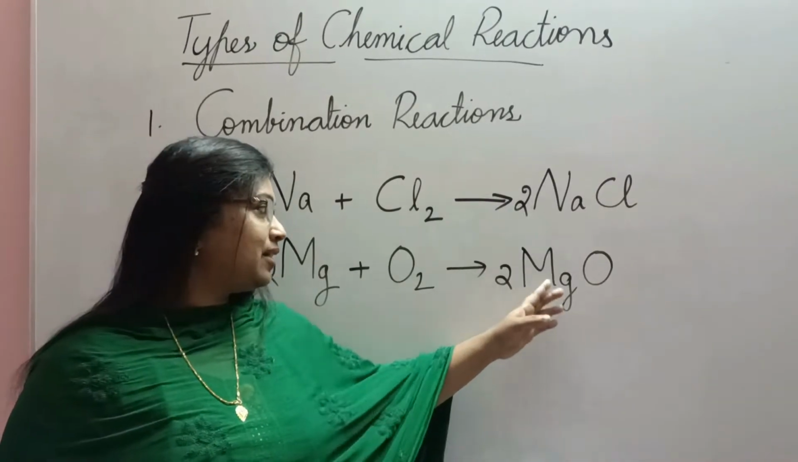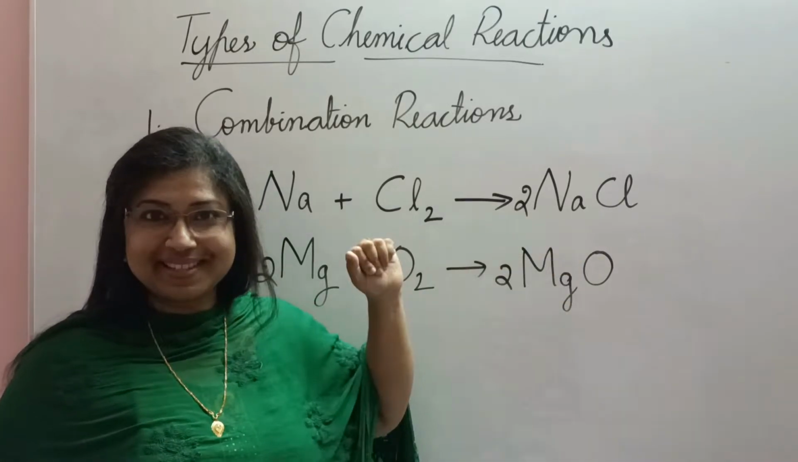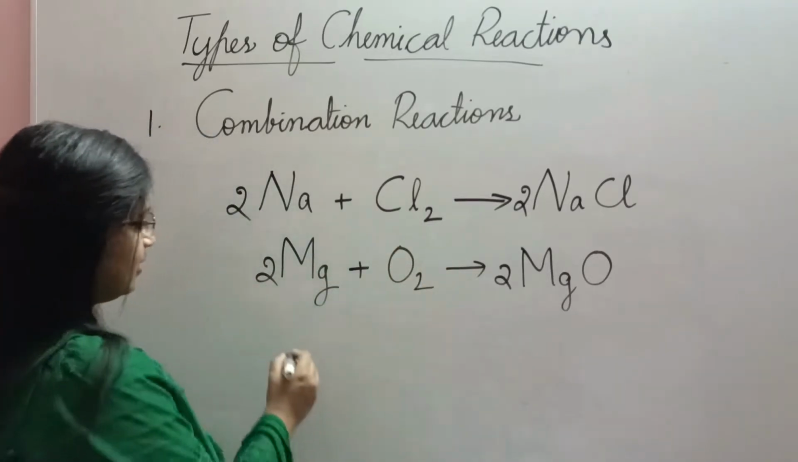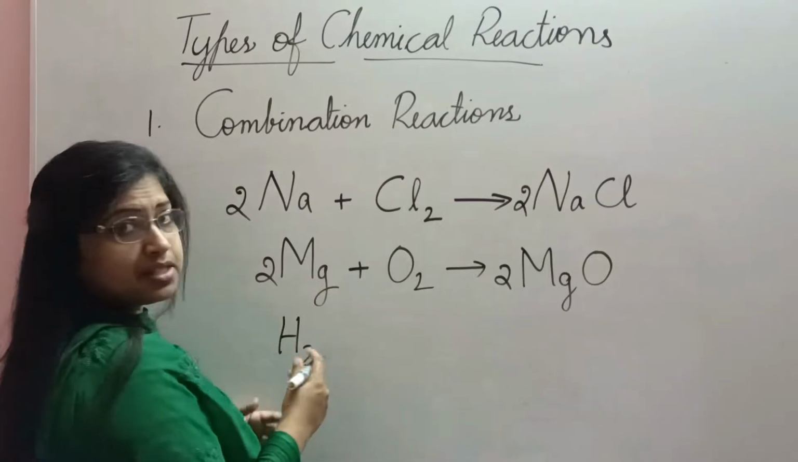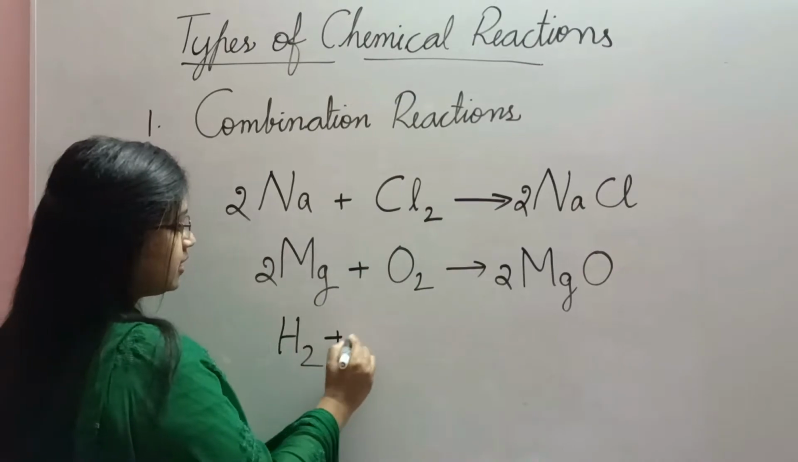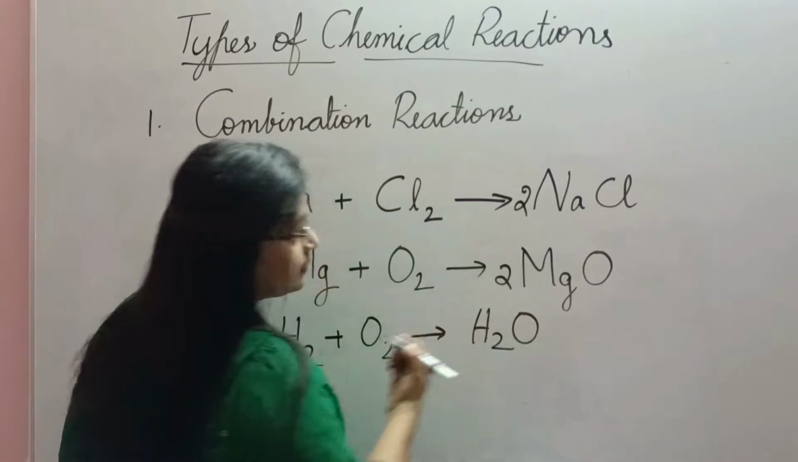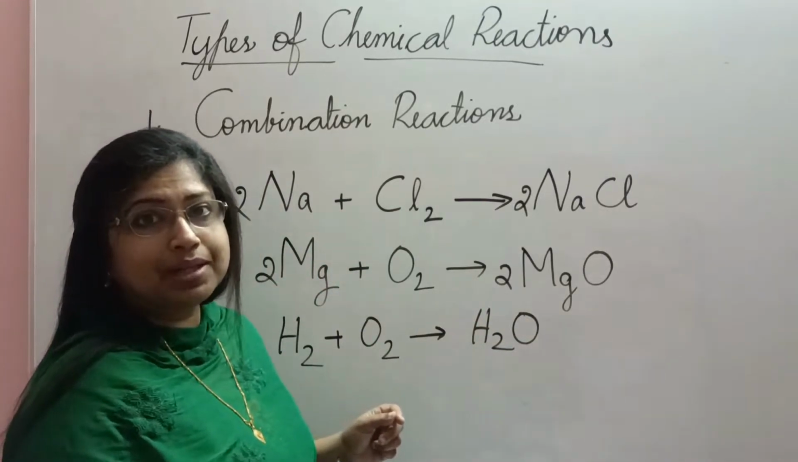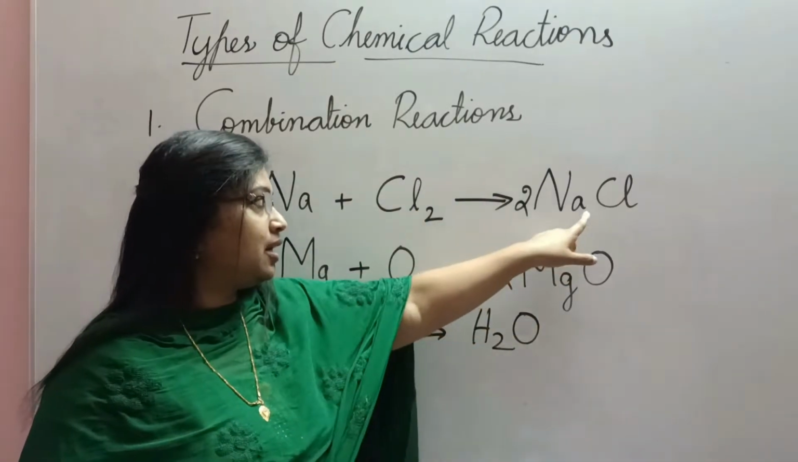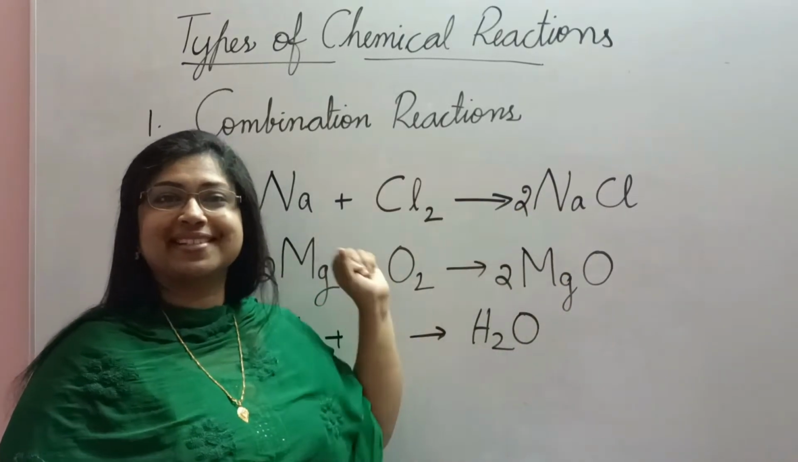Please recall how we write the chemical formula of compounds using their symbols and valency. Now, take another example. Here, instead of a metal and a non-metal, we are taking two non-metals. Hydrogen gas combining with oxygen gas to give water. This is a very important chemical reaction. Okay, so look here, children. In all these reactions, you can see only a single product is formed. That is why we call them combination reactions.